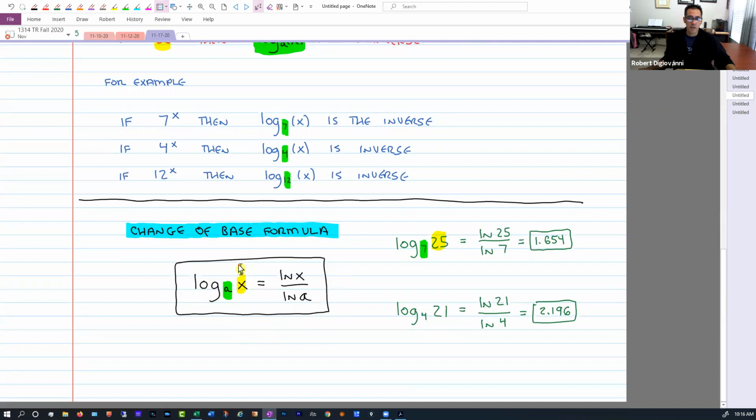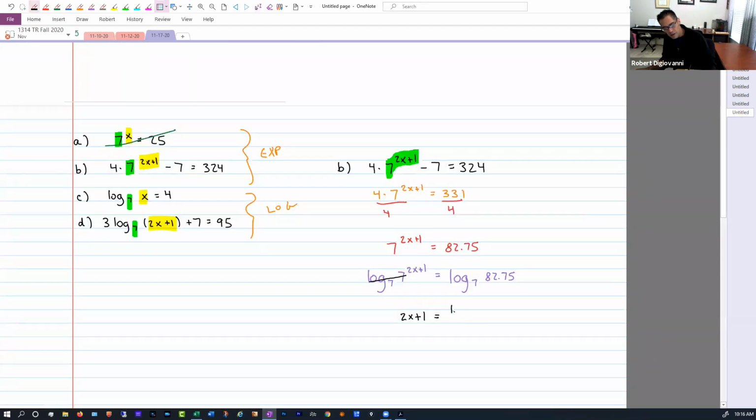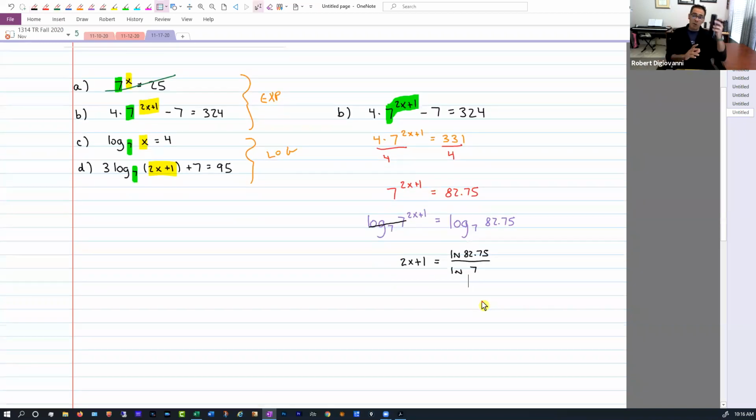This is your change of base formula. We have log base 7 of 82.75, so we've got to plug that in here. The right side is actually going to become natural log of 82.75 over natural log of 7, and you got to figure out what that is. All right, so I'm going to do that right now. Are there any questions on that while I'm doing this? It's an extra step that we have to do, right? I mean, this is a little more tedious than the previous ones, but it can be done.